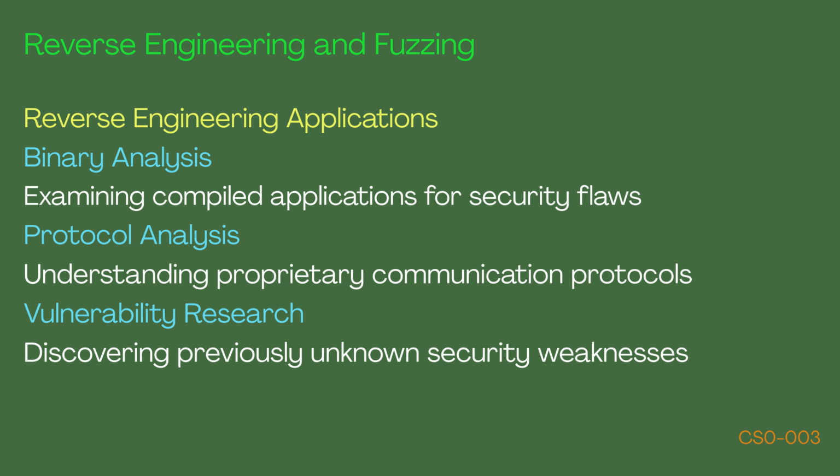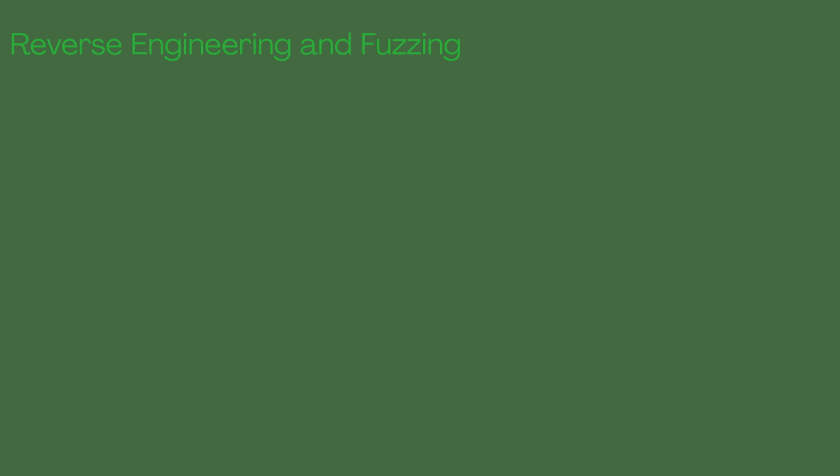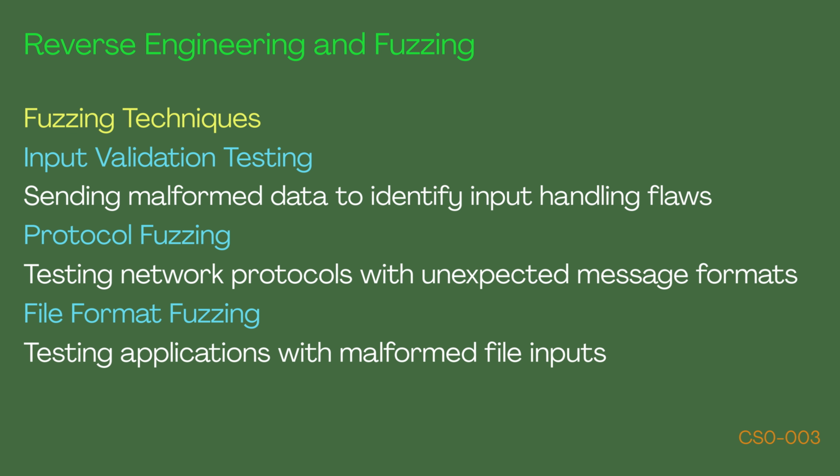So reverse engineering applications, you've got binary analyses, protocol analyses, and vulnerability research. For binary analyses with reverse engineering applications, you're examining compiled applications for their security flaws. For protocol analyses, you're understanding proprietary communication protocols. And vulnerability research is discovering previously unknown security weaknesses. The fuzzing techniques are input validation, protocol fuzzing, and file format fuzzing.